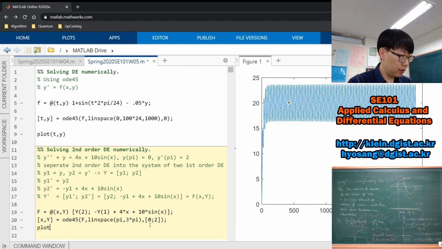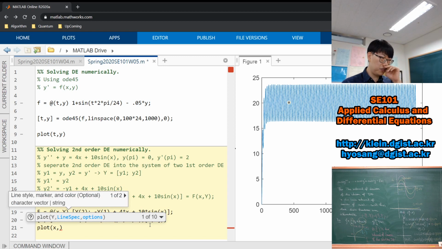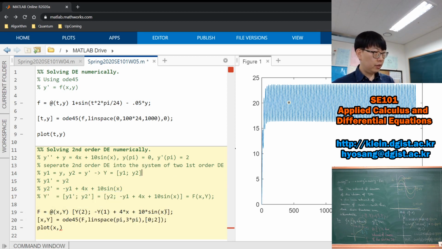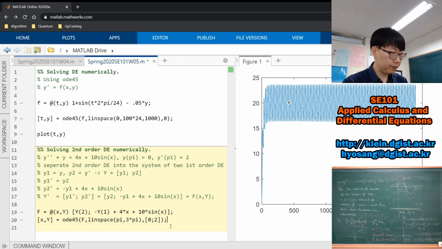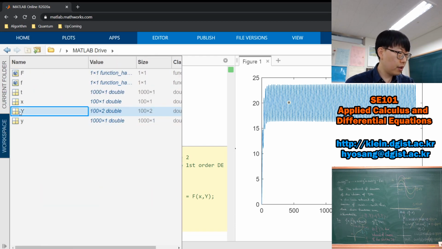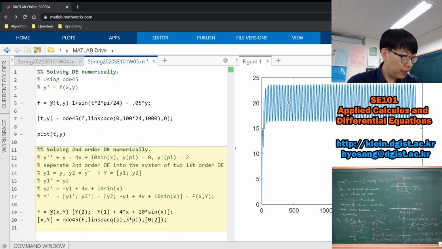Okay, and then I'm going to plot my function. Let me see the result first, before plotting anything. If you're looking at the workspace, small y is the previous example. Large Y consists of a 100 times 2 double array. So this is a matrix of 100 rows and 2 columns. 100 is simply because I set my x array as an array consisting of 100 values from pi to 3 pi.